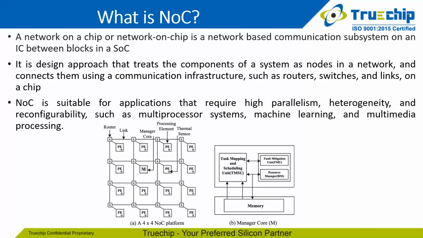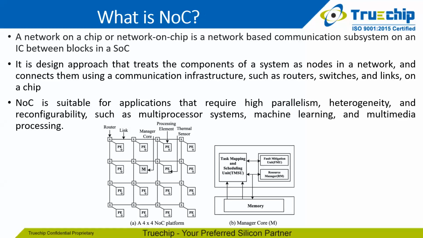So now let's look at what is NOC. A network on a chip or a network on chip is a network-based communication subsystem on an integrated chip between blocks in a SoC. So these blocks can be any kind. This can be cores, this can be various peripherals. The entire communication subsystem is what actually a NOC is.